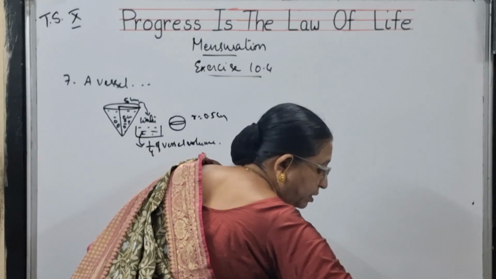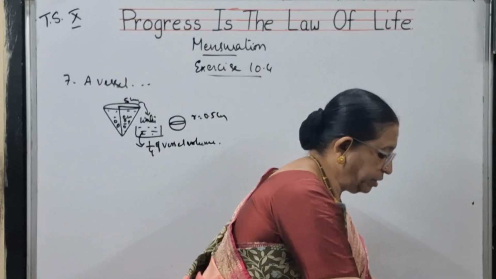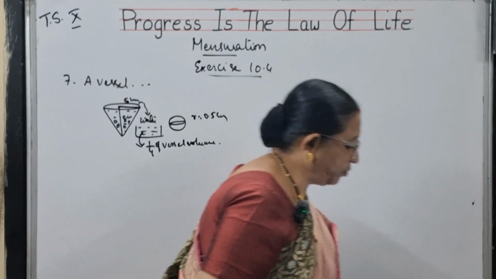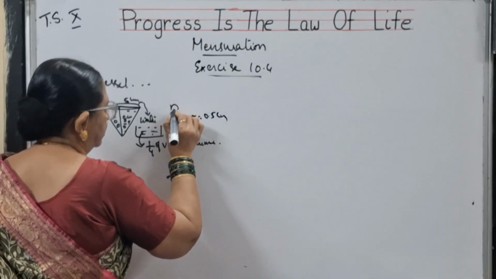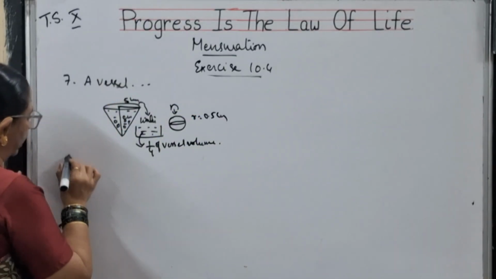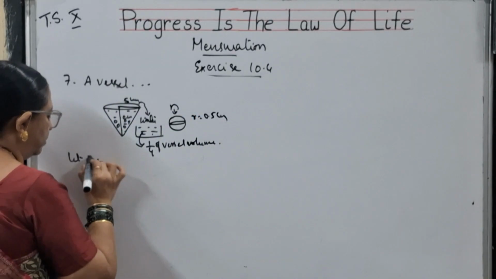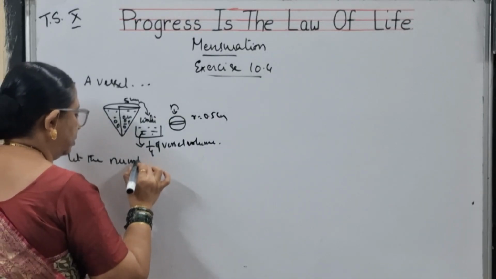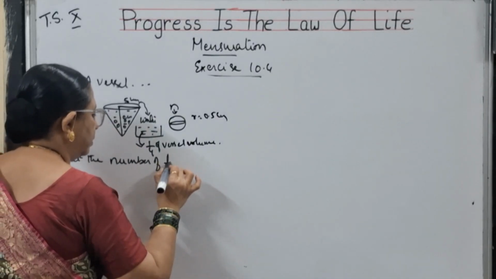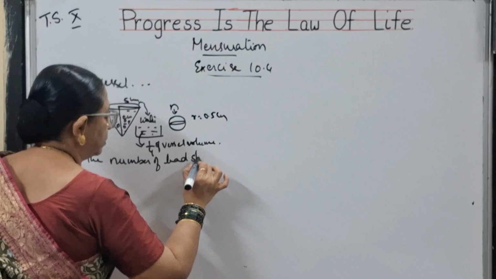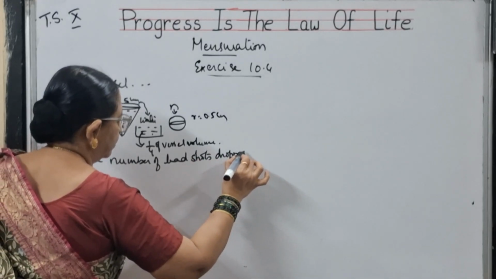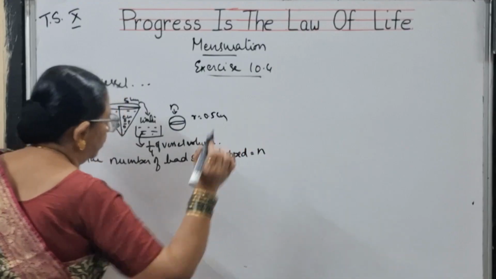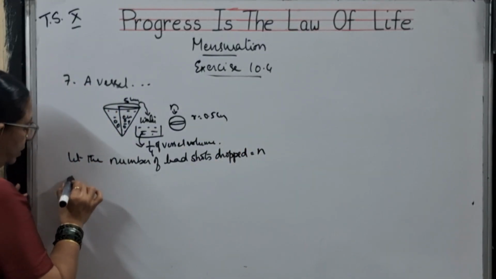What is the question that is asked here? Let me read. The question is, find the number of lead shots dropped. So these are n lead shots. They are dropped. So let the number of lead shots dropped be equal to n.